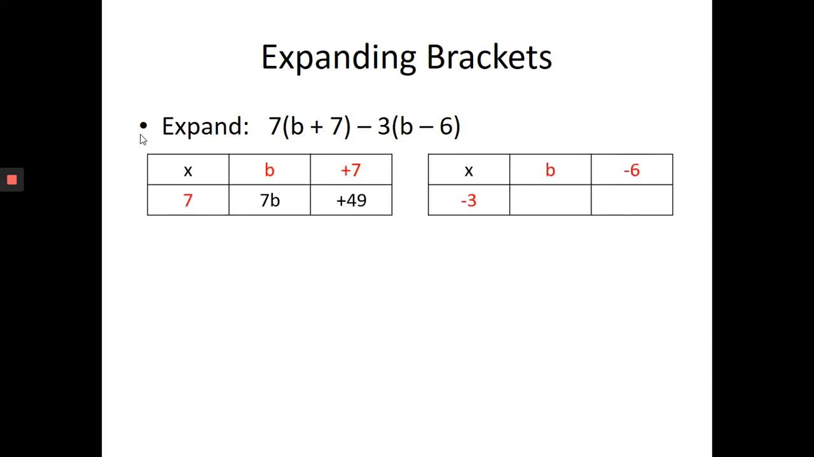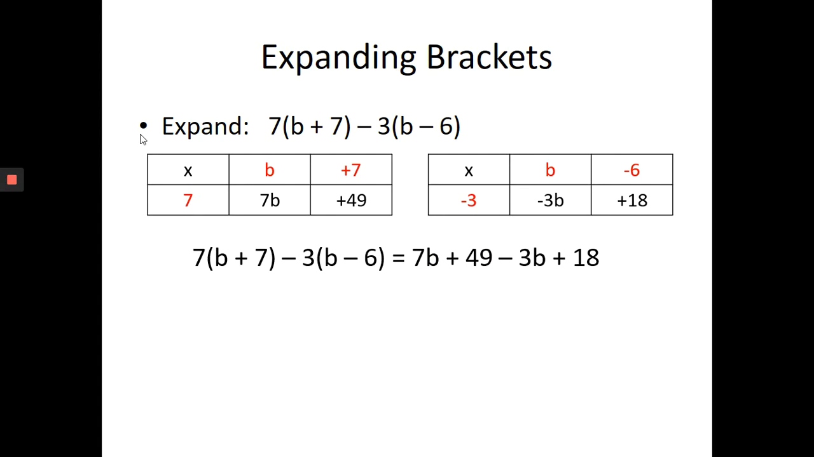Here's another example for you to look at. So we've got 7 times b, which is 7b, 7 times 7, which is 49 for the first bracket. For the second bracket, we've got minus 3 times b, which equals minus 3b, minus 3 times minus 6. Now, a minus times a minus always becomes a positive number. So you've got 7b, add 49, take away 3b, add 18. So we put the b's together, so 7b, take away 3b, which equals 4b, then 49, add 18, which equals 67. So in total, we have 4b add 67.